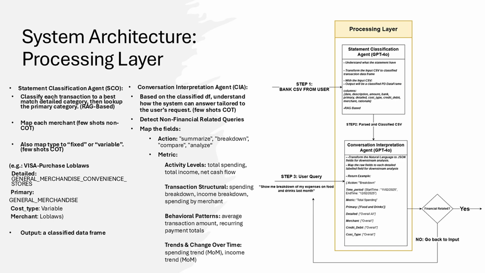Here's an example: the description is Visa purchase stop loss, and these are all of the fields that can be mapped. Then the data frame and the user query will be sent to the conversation interpretation agent, and based on the classified data frame, it will understand how the system can answer tailored to the user's request. It will also detect non-financial queries, handle the errors, and prompt the user again for input. On the screen, it's showing a response of the result, where action and metric outline how the system will proceed with the downstream analysis. Action contains summarize, breakdown, compare, and analyze, and metrics contain the four fields shown on the screen.